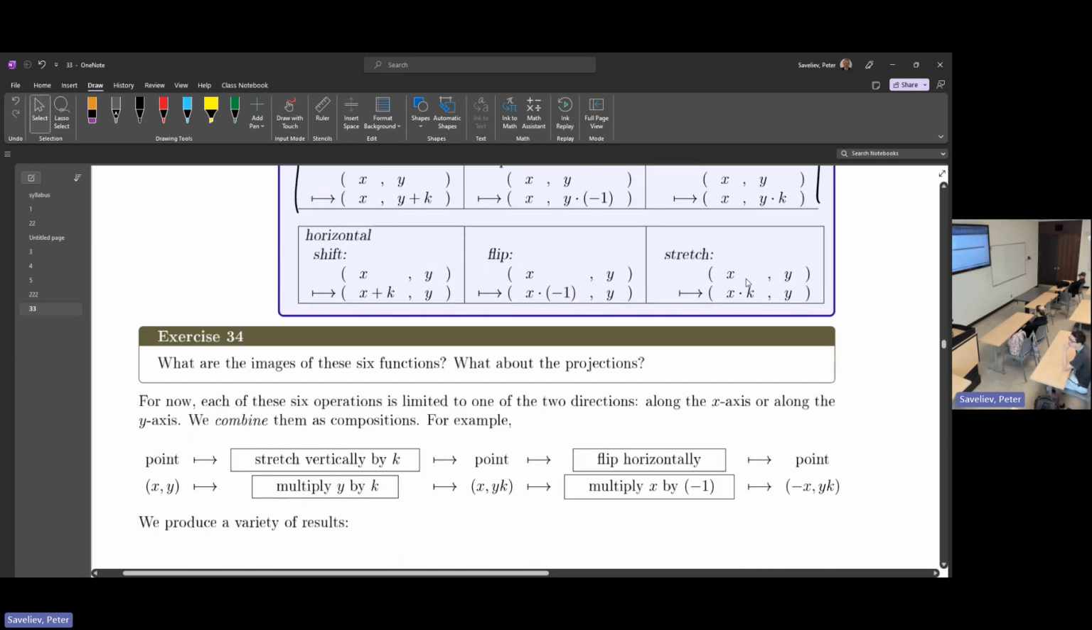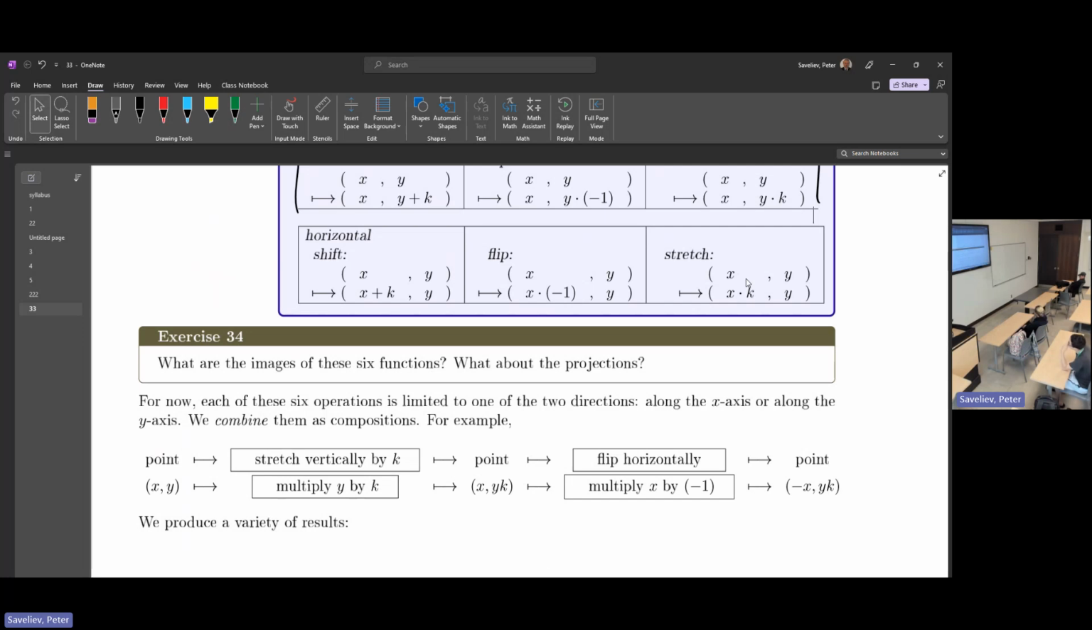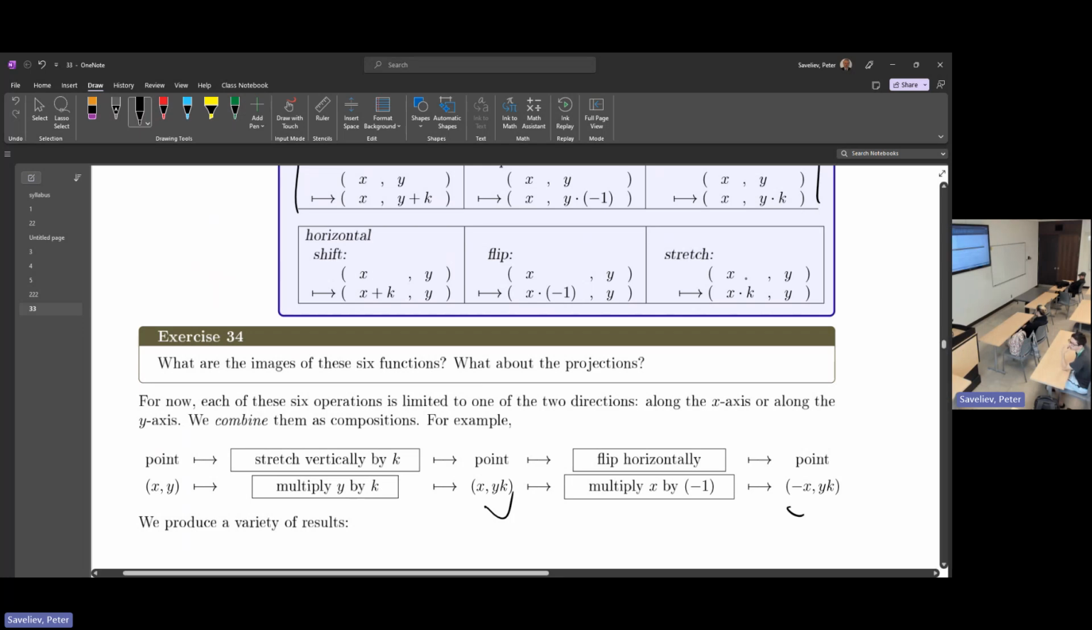And then you can combine them consecutively, anytime you want. Naturally the word is composition. So, stretch vertically by K and then flip horizontally. When you have two, you can have as many as you like. The first row is a verbal description of what's supposed to happen, and then you describe it algebraically in the second row. If you want to stretch vertically by K, Y becomes KY. And if you want to flip horizontally, then X becomes negative X. That's the flip. Okay.